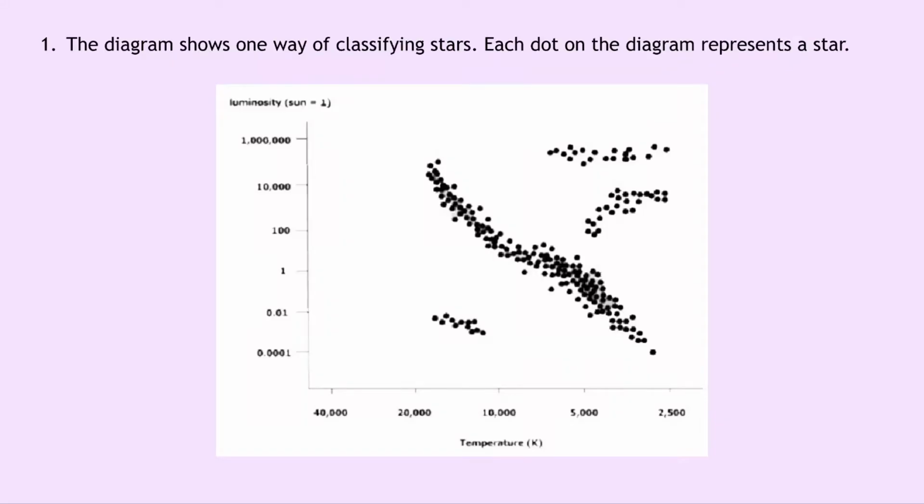So let's get started. In our one and only question, it says that the diagram shows one way of classifying stars. Each dot in the diagram represents a star, so all of these dots represent stars on our diagram, and we've got temperature in Kelvin on the x-axis against luminosity on the y-axis, where a value of 1 on the luminosity scale represents the sun's luminosity.